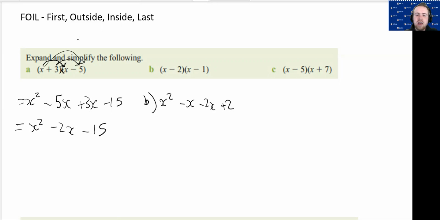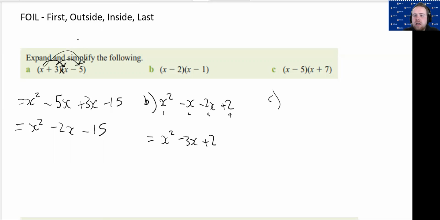And you should always get 4 terms. That way you know you've done FOIL. You've got your first, outside, inside, last. 1, 2, 3, 4 terms. And you know you've expanded your binomial product correctly. Now we've got to simplify: x squared minus 3x plus 2. Yippee. So it becomes 3 terms once you simplify it, but when we first expand, you should have 4.